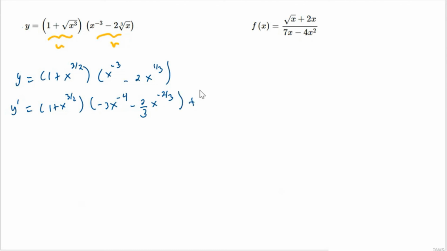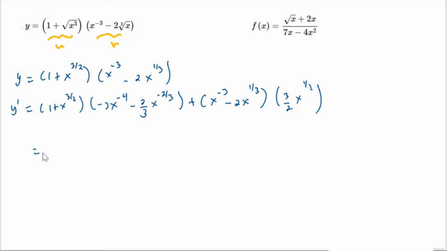Plus the second term, we have x to the power of negative 3 minus 2x to the power of 1/3 times the derivative of the first term. So it's now du, because u is our first term. So we have the derivative of 1 is 0. Then the derivative of x raised to 3/2 is now equal to 3/2 of x to the power of 3/2 minus 1, that's now 1/2. Then simplifying this one by using distributive property.